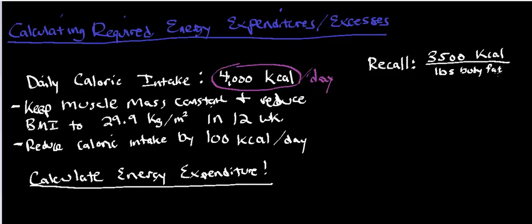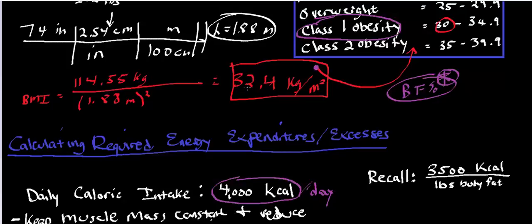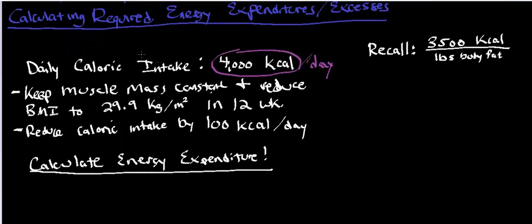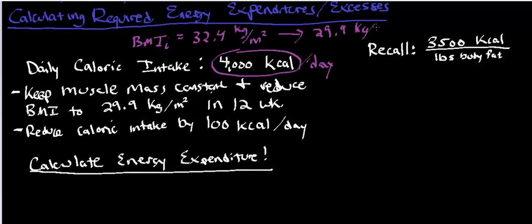Well, what's the original BMI? If you go back to the previous video, we're going to use the value of 32.4 for the individual in that video. So 32.4 is our start BMI, in kilograms per meter squared, and we want to reduce that BMI to 29.9 kilograms per meter squared.